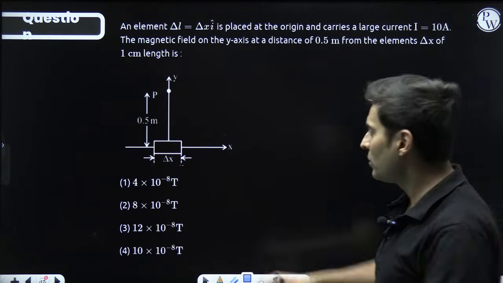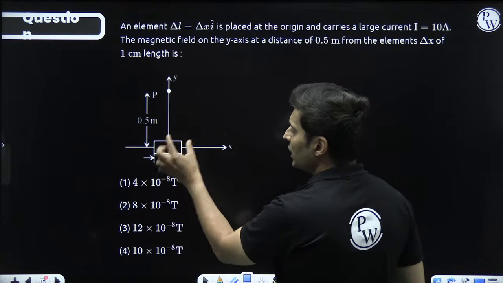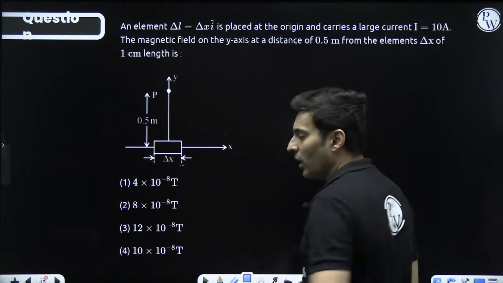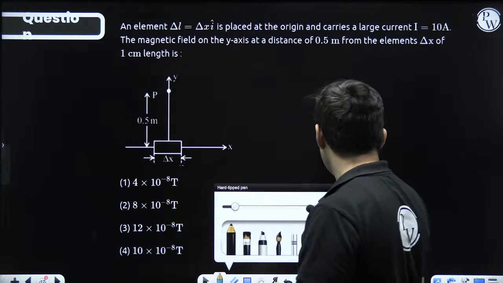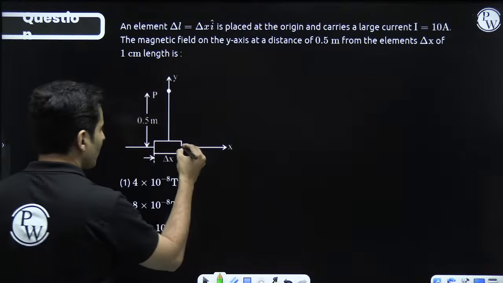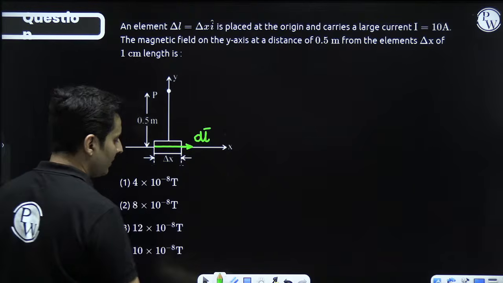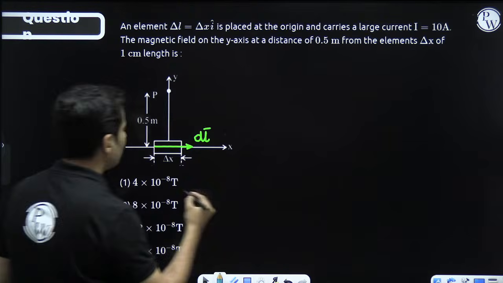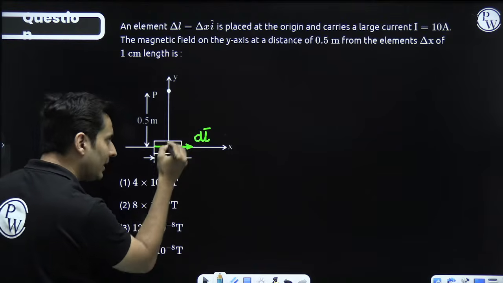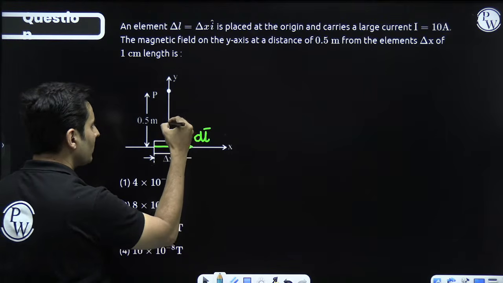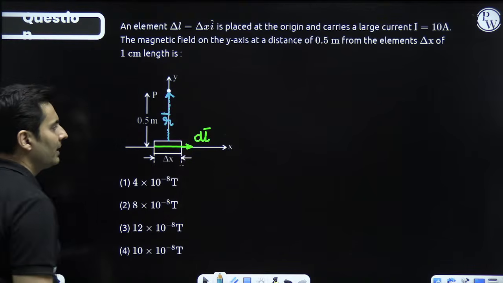So imagine there is a long wire. Out of that you have taken a small element. Due to this element at this point, what could be the magnetic field? As you can see, that particular element is right now facing in this direction. This is the direction of the dl vector. Also notice the position of the point where you want to find the field with respect to the element is over here. So this is my r vector. You can think of it like that. This is my r vector.